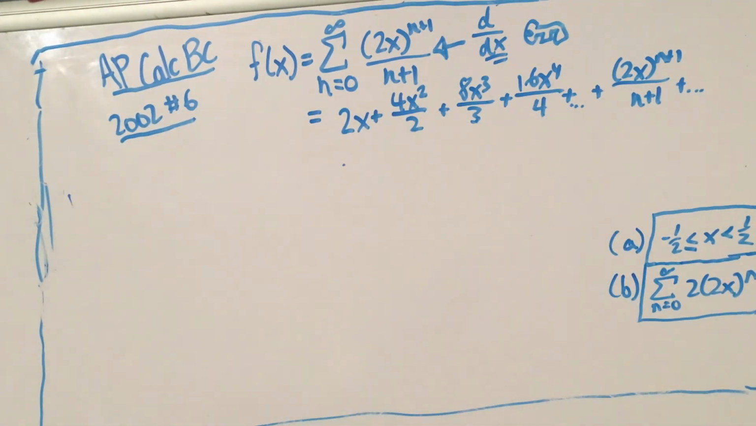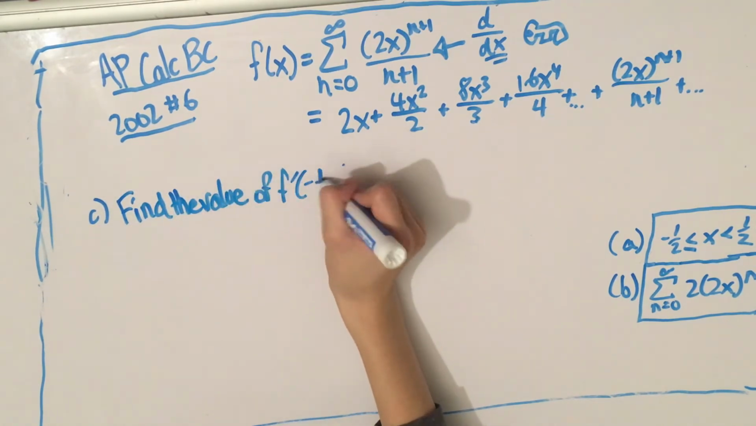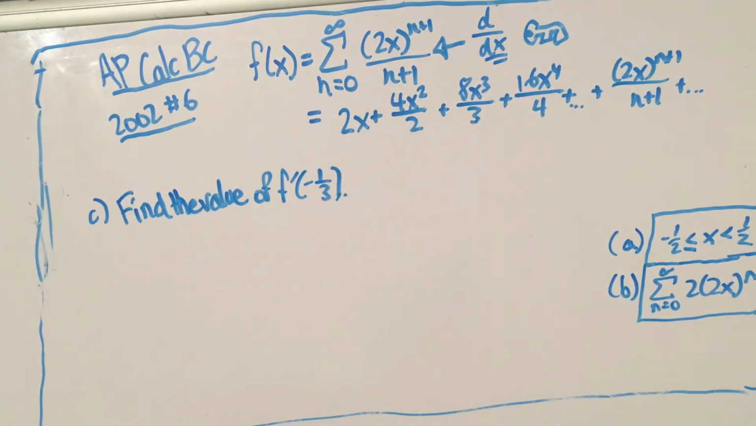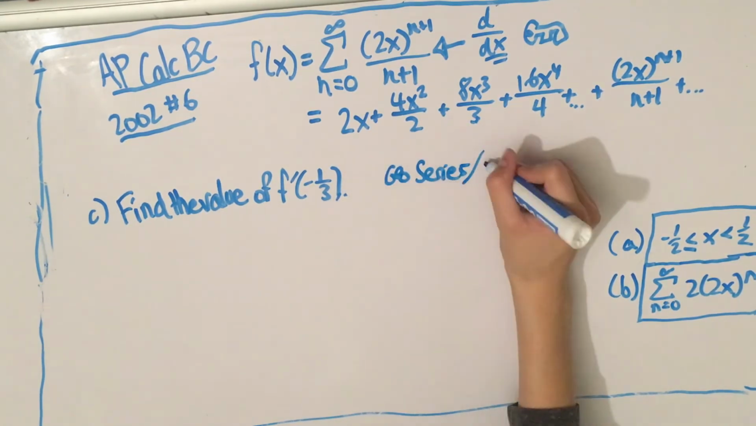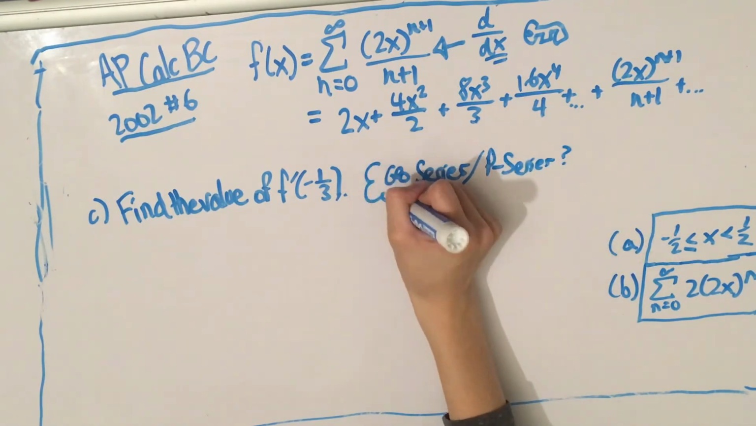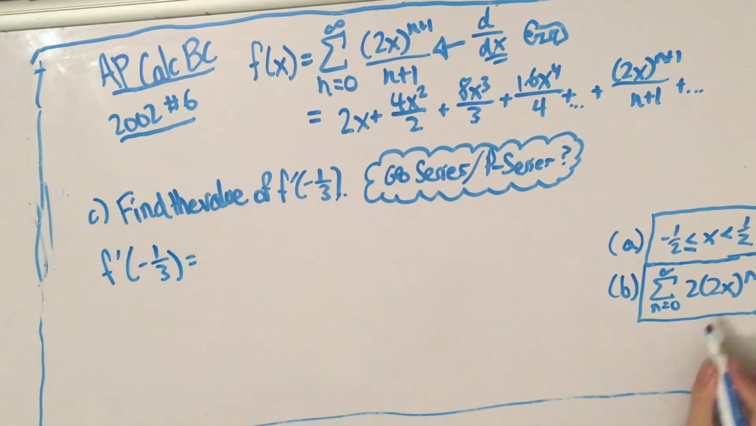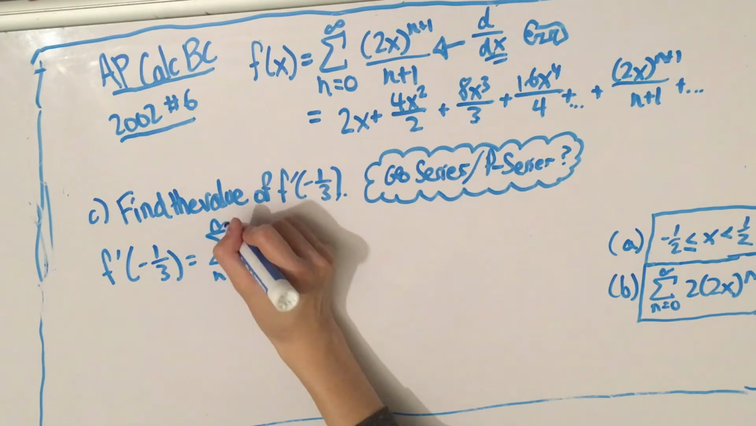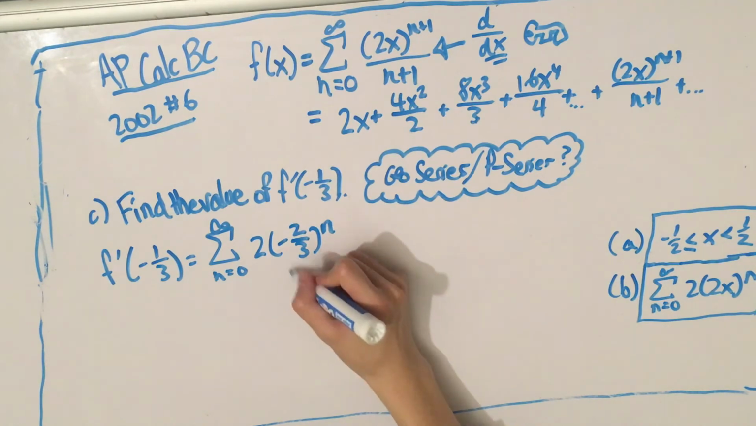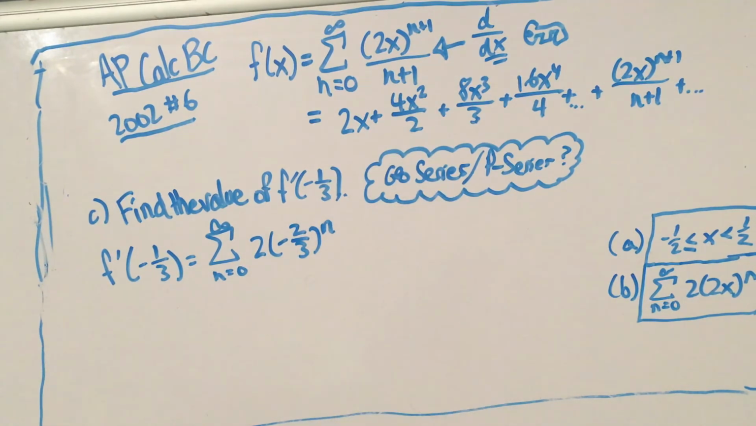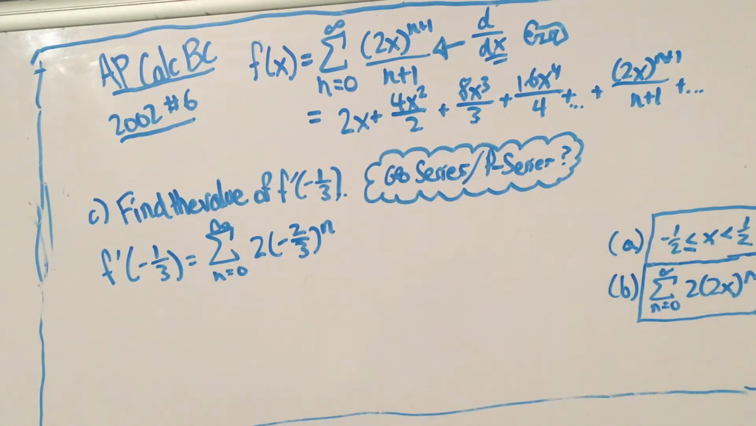Part C. Let's solve for f prime of negative 1/3. Right off the bat, since the question asks for the exact value of a series, we should expect to see either a geometric series or a p-series. Plugging in negative 1/3 to our Maclaurin series gets the sum from n equals 0 to infinity of 2 times negative 2/3 to the power of n. A constant to the power of an increasing value is most certainly a geometric series, and since x is within our interval of convergence, we can go straight into it.